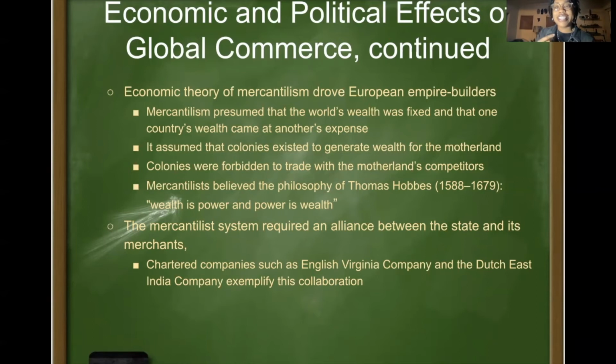And that thought process where this colony has to produce things for the homeland. And if it's not producing, it's a problem. That's going to be a problem later on when we think about the American Revolution and things like that. So let's move on down.